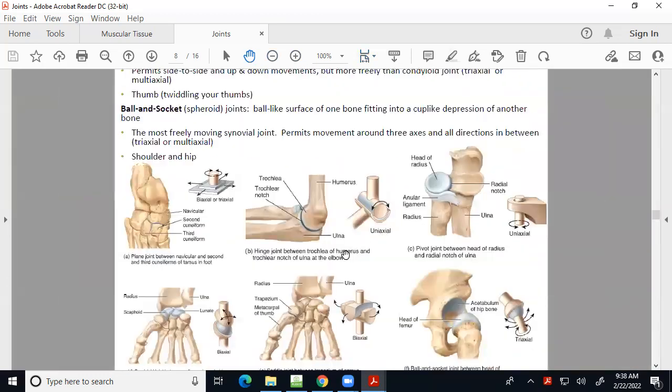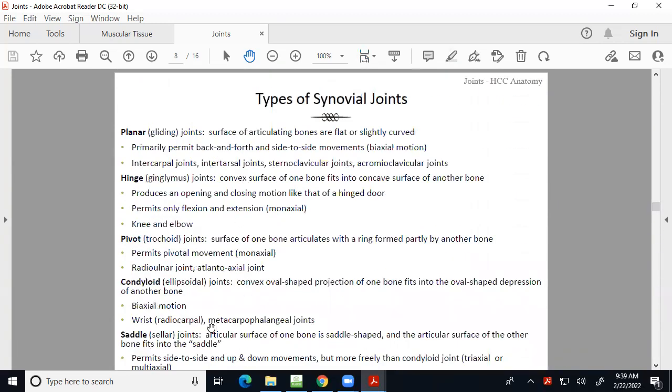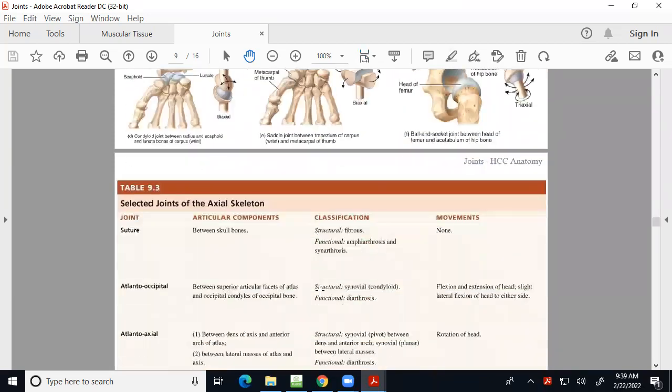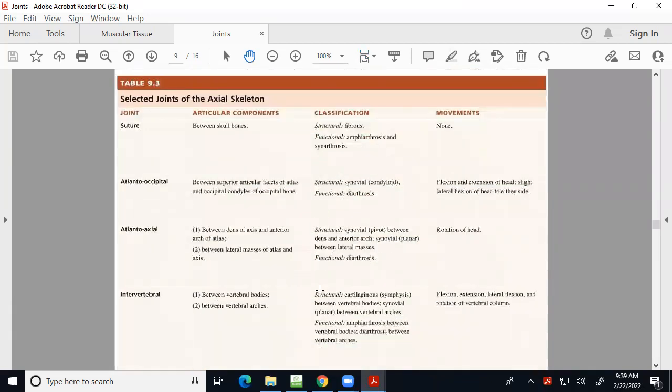As far as the 6 pictures at the bottom, it's very nice to show those different things, but you don't really need to worry about them. Just make sure you know the information there at the top. So that's one way to classify the different synovial joints.